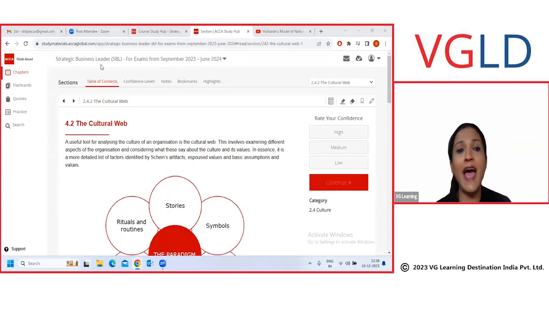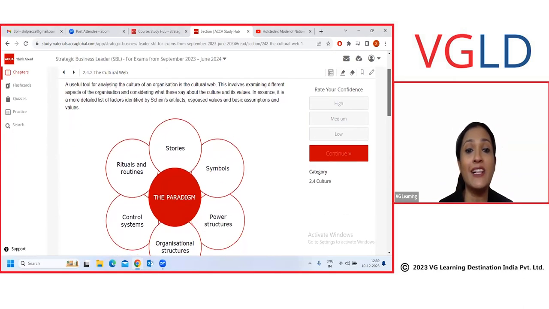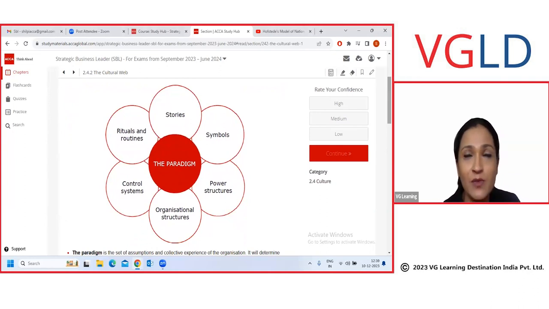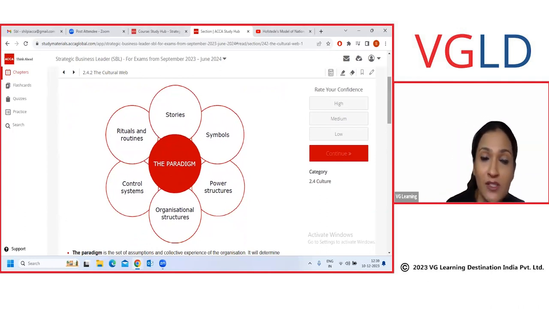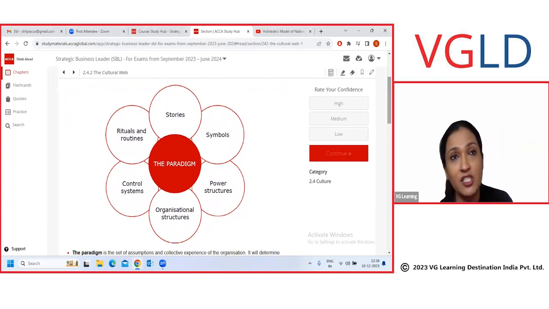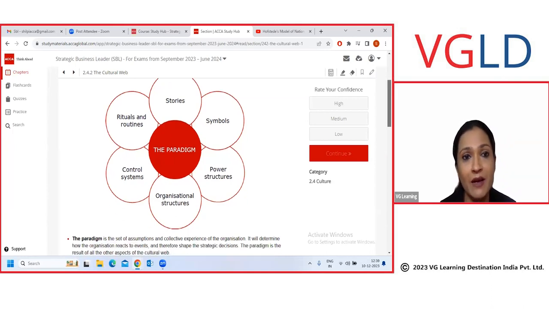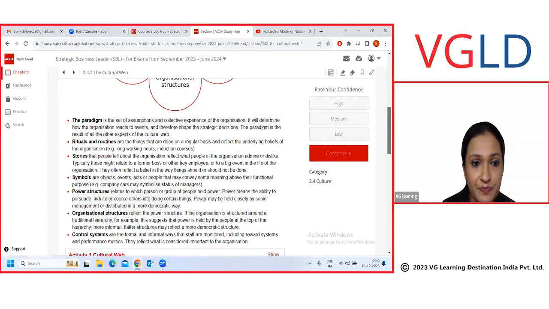Wonderful. So now we're going to have a look at the concept which is called a cultural web, which basically defines the entire paradigm which defines the culture within the organization. So you talk about the success stories, what kind of stories revolve around in the organization. What are the symbols, the rituals, or the routines followed by the organization? What kind of control systems are there in the organization? What is the structure of the organization, as well as the power structures running in the operations? All of that defines the cultural paradigm of the organization.